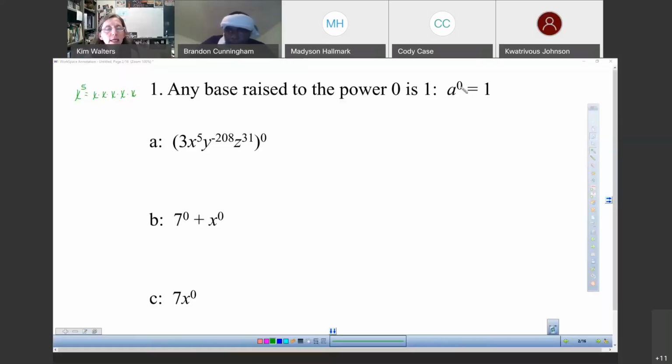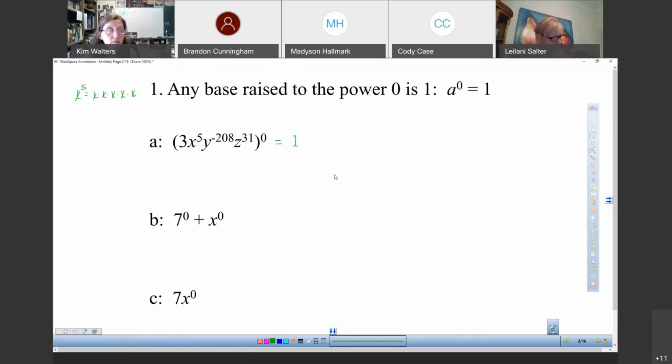Okay. So anything raised to the 0 power is going to give me 1. So look over here at problem number A. I've got 3x to the 5th, y to the negative 208, z to the 31st. The whole of this is in parentheses raised to the 0 power. And so that means that this simplifies to 1. And that's it. That's all I got to do. I'm done. It doesn't get a whole lot nicer than that.